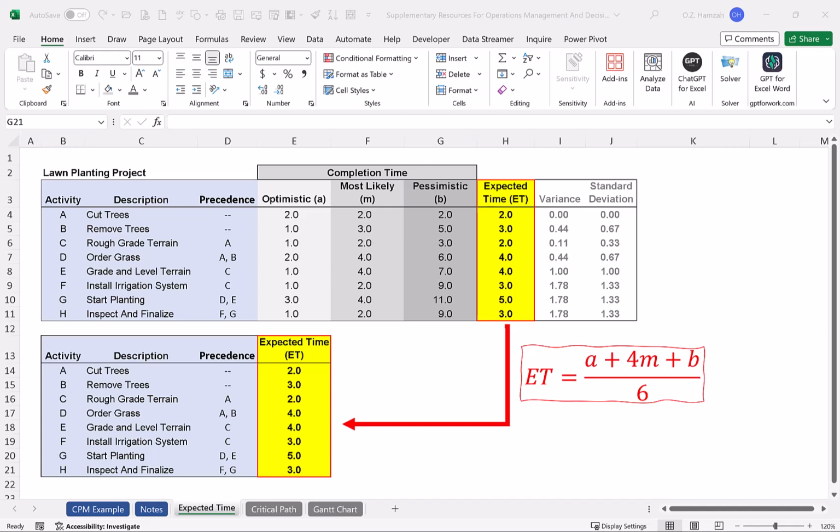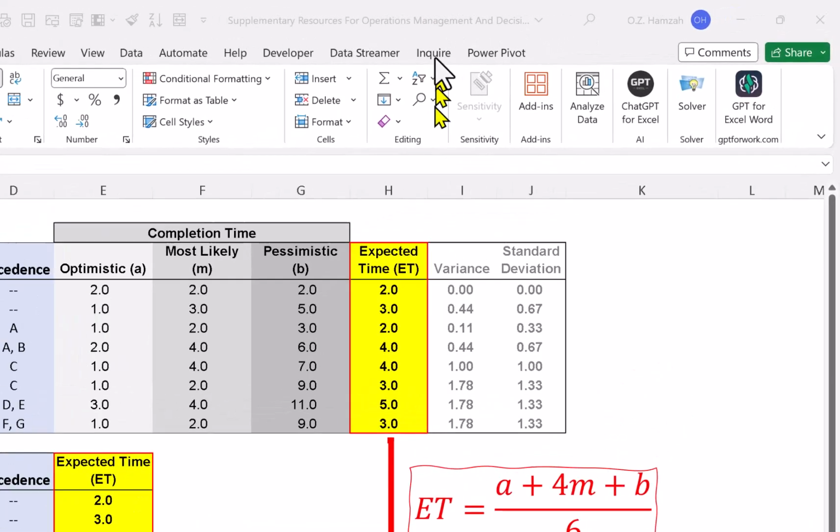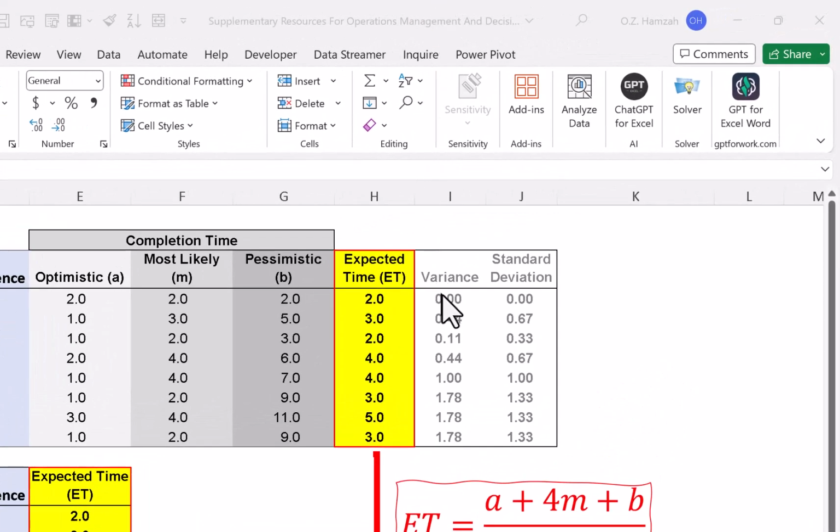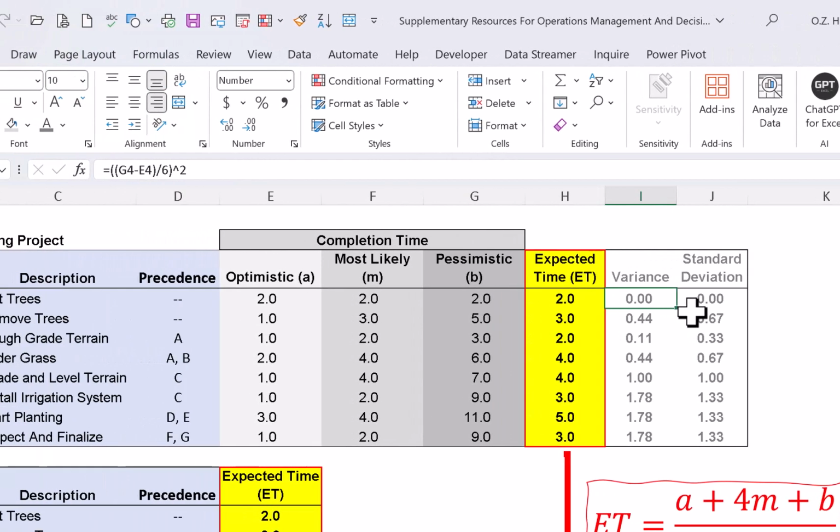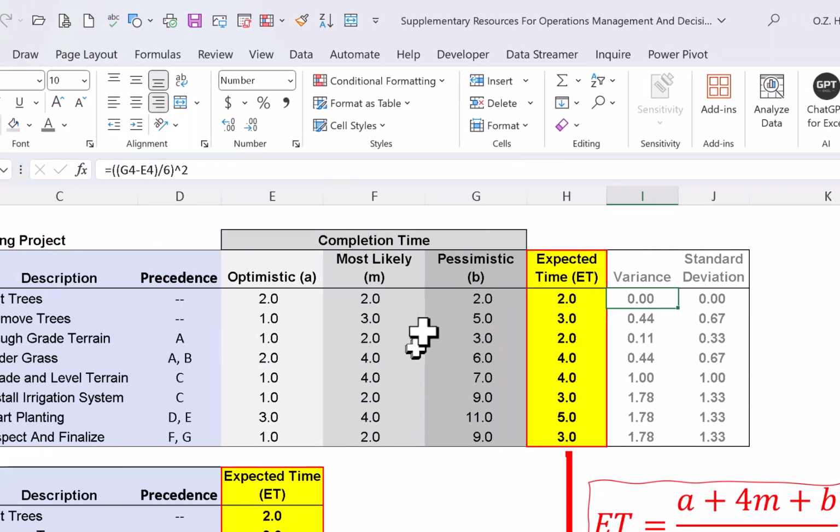Before we move on to the next discussion, let's take a brief look at what we mean by variance and standard deviation. Variance is simply computed as G4, in this case the pessimistic time, minus E4, the optimistic time, divided by 6 and then squared. That gives us an idea of the variance around the most likely time.